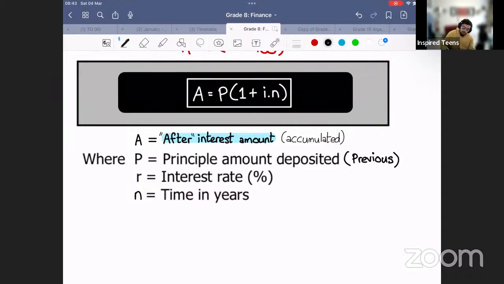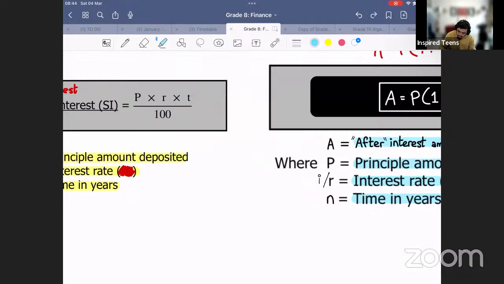Then we have P, principal amount deposited. Then we have R, interest rate, or again, I, same thing. I is also interest rate. And then we have N, which is time in years. So instead of T, we have N, which is time in years.